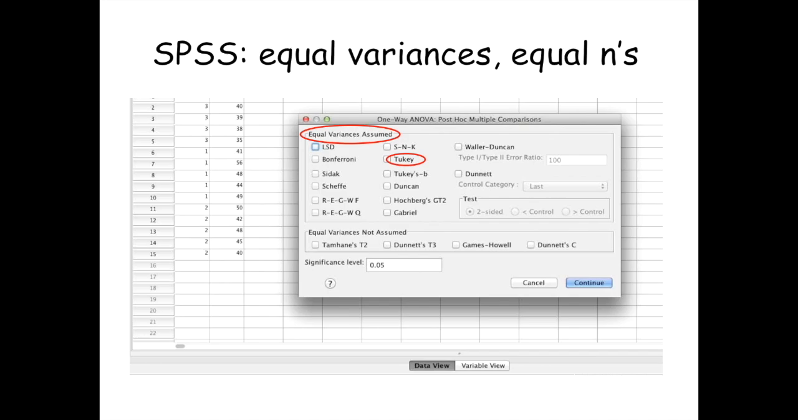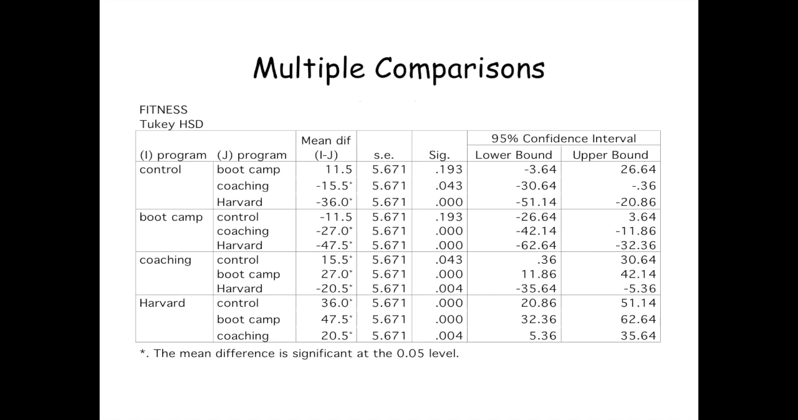They selected Tukey from the list of multiple comparison tests available in SPSS, which produced this table. The table shows comparisons of all mean pairs. The program listed in this column is compared to the program in this column. The mean difference for the pair is shown in this column. Each comparison shows up twice. It's redundant, but it also allows you to decide whether you want to compare control to bootcamp or bootcamp to control, whether you want to interpret a positive or negative mean difference.